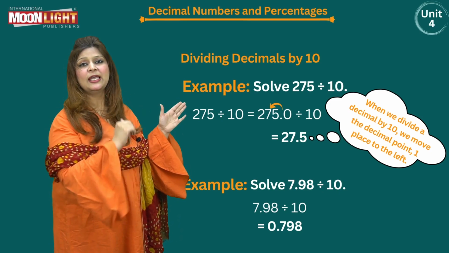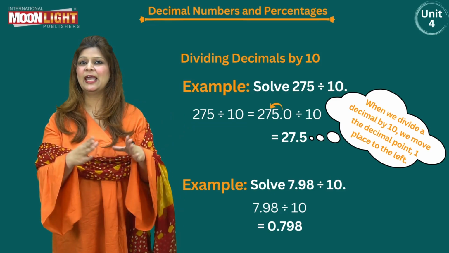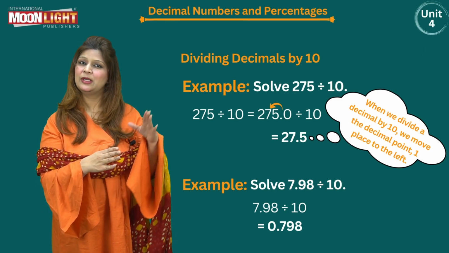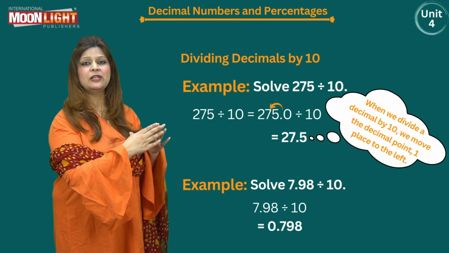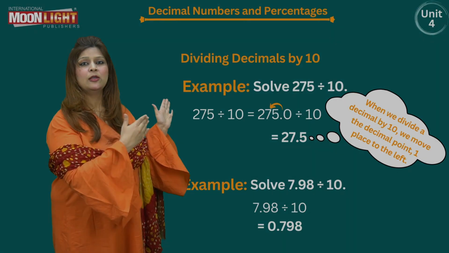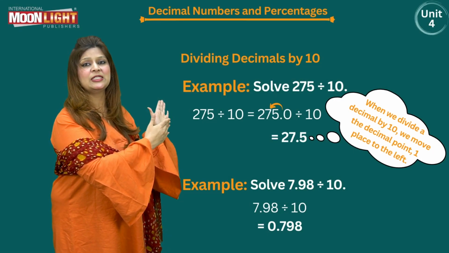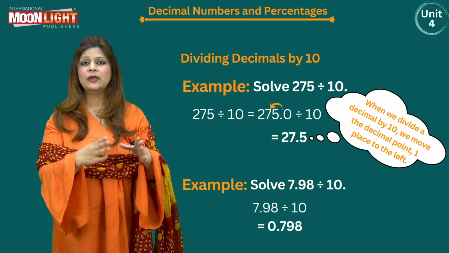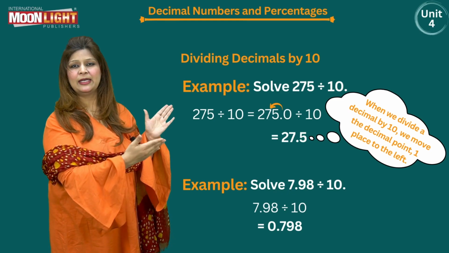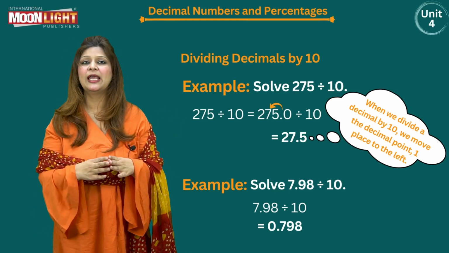divided by 10. 10 is having how many zeros? 10 has 1 zero. So that is why we are going to move one step left. So right now you can see that we are going to move the decimal point here, 27.5. So decimal point will be in between 7 and 5. So how has it moved like that? When we divide a decimal by 10, we move the decimal point one place to the left.